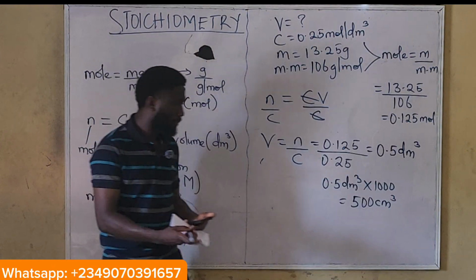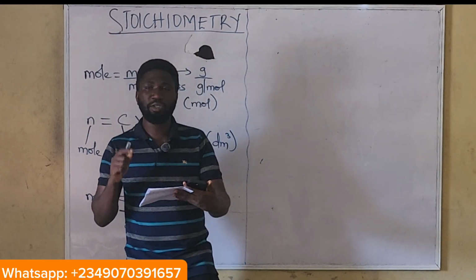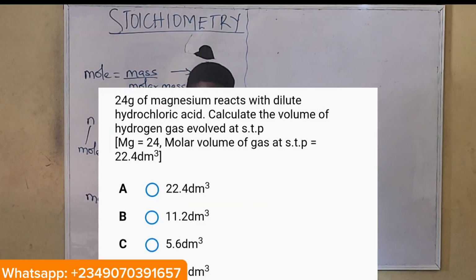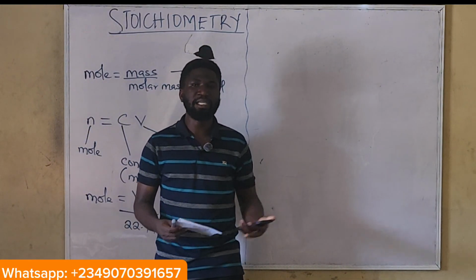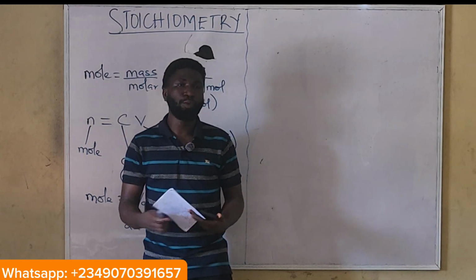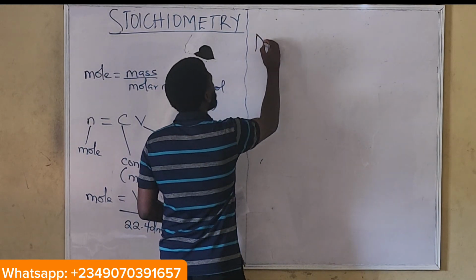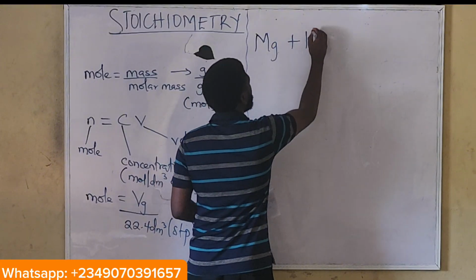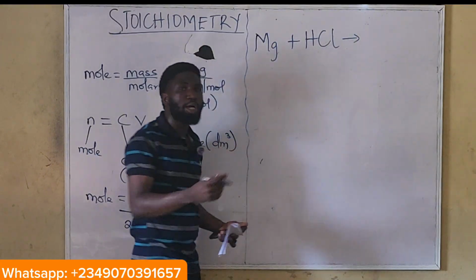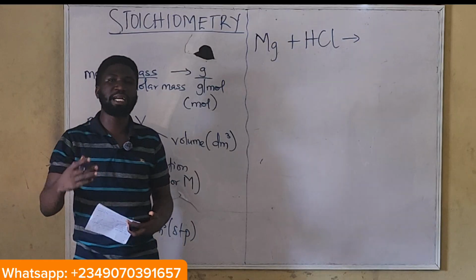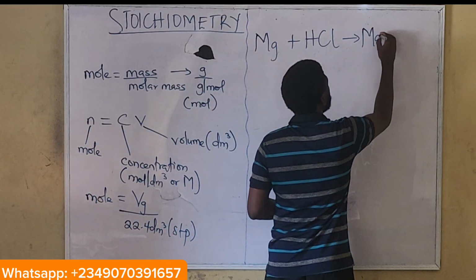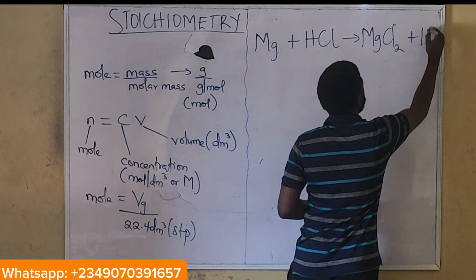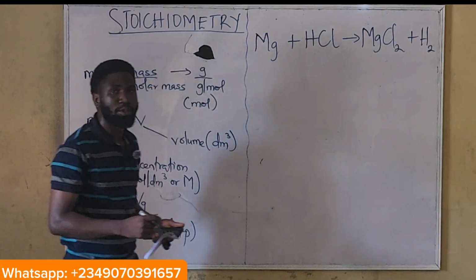Option A. The third question here says 24 grams of magnesium react with dilute hydrochloric acid. So what you need to take note of is that magnesium, being a metal, is reacting with an acid, and whenever we have a reactive metal reacting with acid, salt will be formed and then hydrogen gas will be liberated. So in this we are going to have MgCl2 as our salt, then hydrogen gas to be liberated. So we need to balance this.